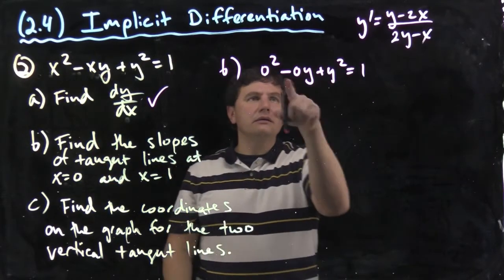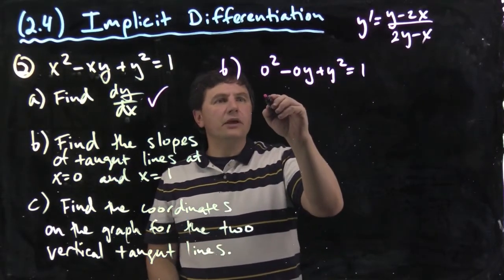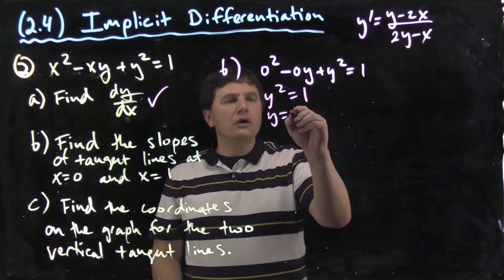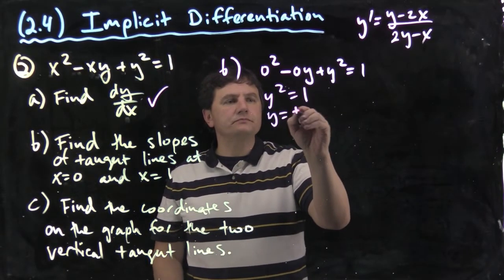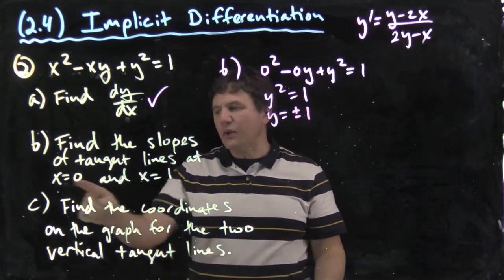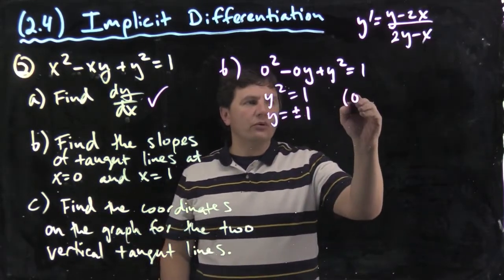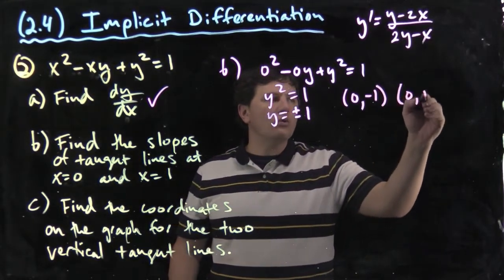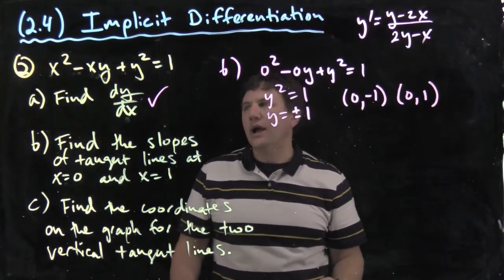And luckily, this ends up giving me y squared equals 1. So y is equal to plus or minus 1. What that means is we have 2 points where x is equal to 0: (0, -1) and (0, 1).